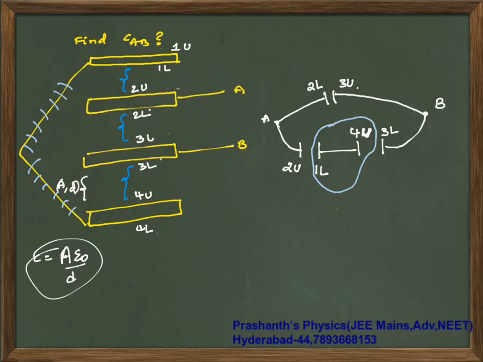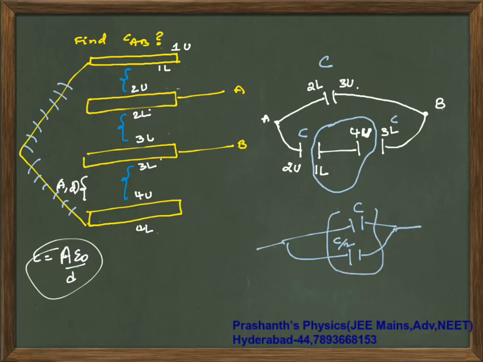So what is your equivalent capacitance? This is C, so you have a capacitor C here. In the series branch it is C1 C2 by C1 plus C2, which gives C by 2. Now once again these two are in parallel, so your answer is C plus C by 2, which gives 3C by 2 as your equivalent capacitance.